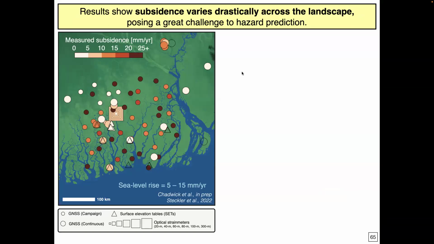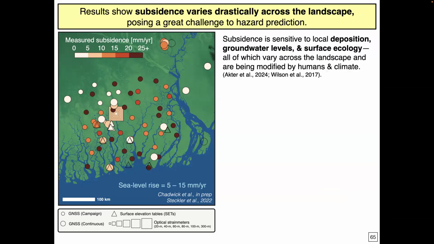Long story short, these results are showing that subsidence varies drastically across the landscape, which is posing a big challenge to predicting hazards. Here's a map of the measured subsidence rate from 0 to 25 plus millimeters per year. Between different sites, which might be 20 to 30 kilometers apart, you can get anywhere from 0 to 25 plus millimeters per year, which is anywhere from 0 to more than double the effective sea level rise here. So it's really big swings in subsidence. This is in part because subsidence depends on things like the local deposition rate, the groundwater level, and the surface ecology, all of which vary both naturally and due to anthropogenic land use changes.